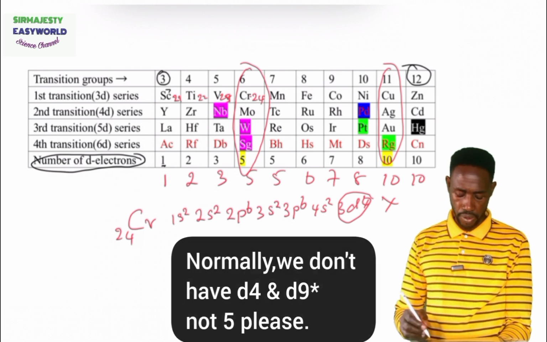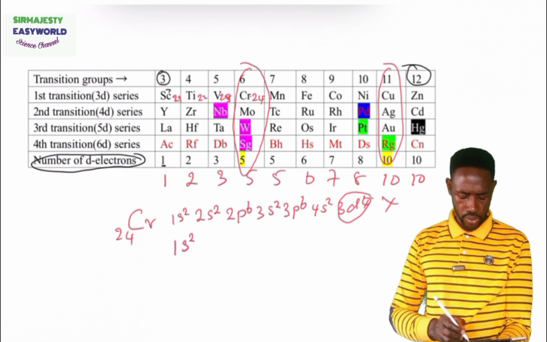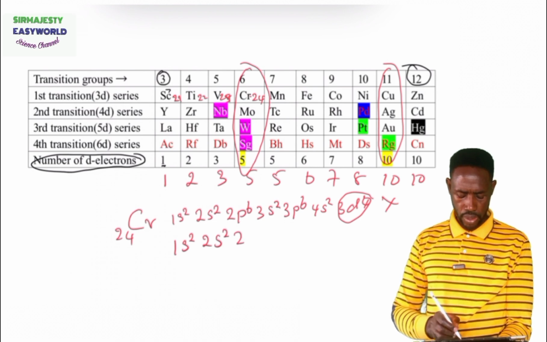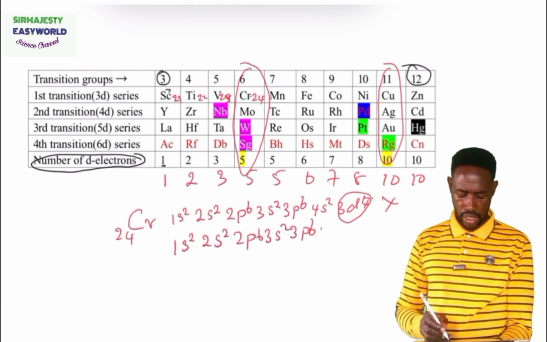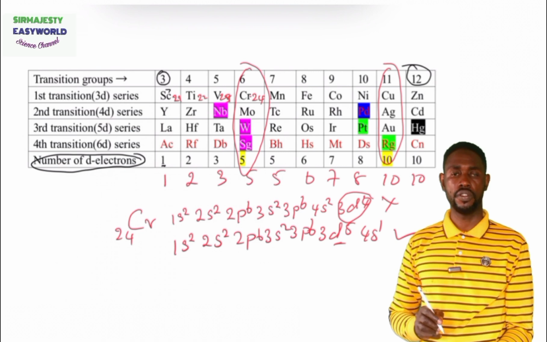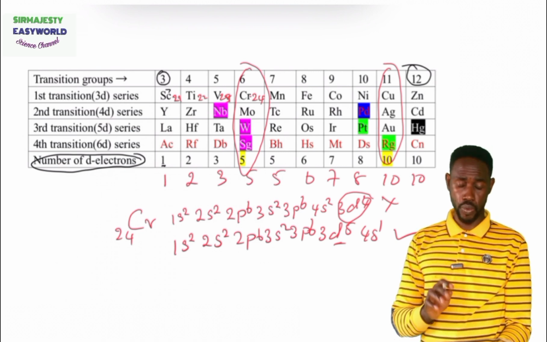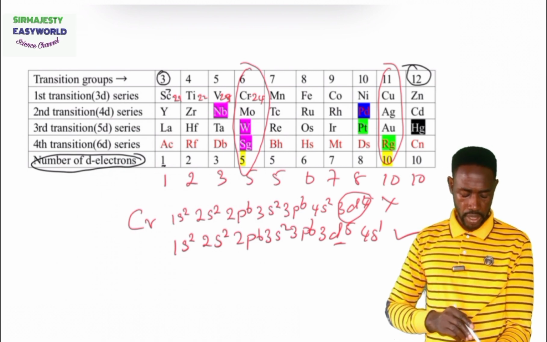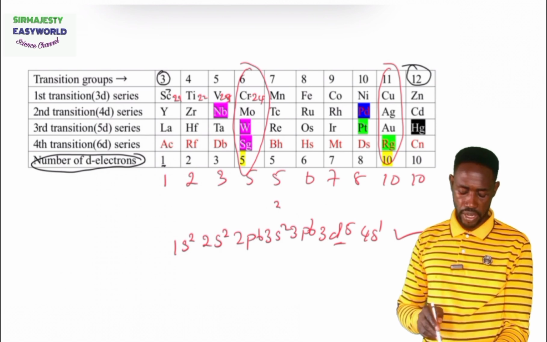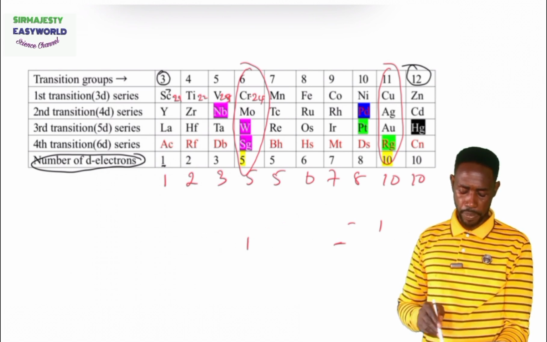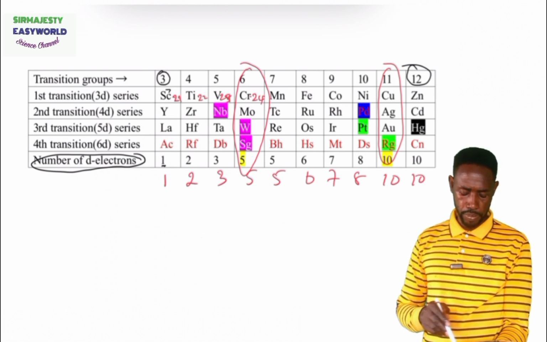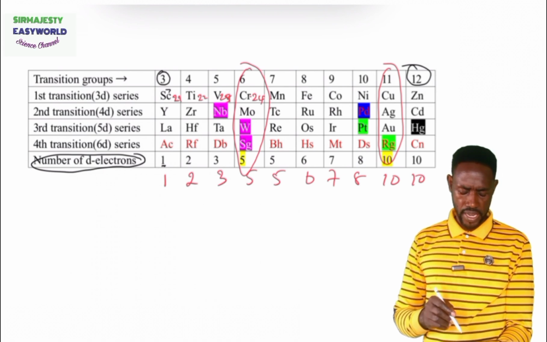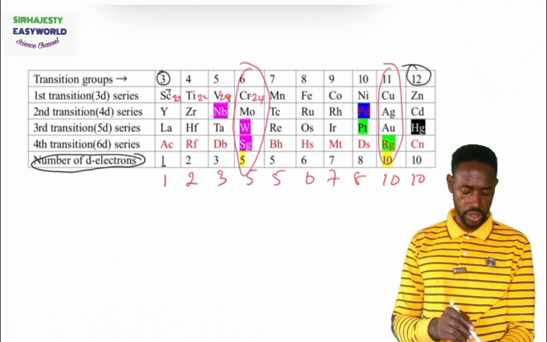From what I'm telling you now, we don't have d4, we have d5. Therefore, the correct configuration is 1s2, 2s2, 2p6, 3s2, 3p6, 3d5, and 4s1. So this is the correct configuration of chromium. The same thing is applicable when you come to copper. Be careful. Remember, what applies for chromium also applies for molybdenum, but not for tungsten. That's why I painted it pink. I will discuss that later.